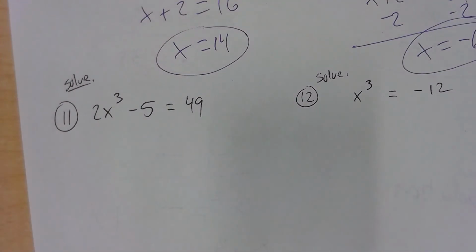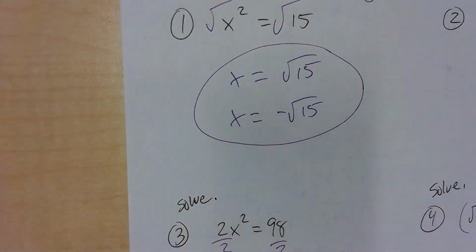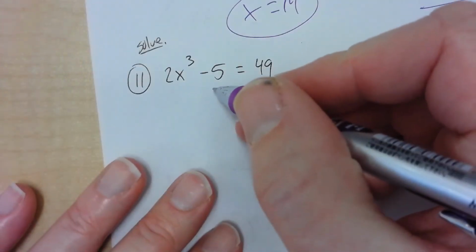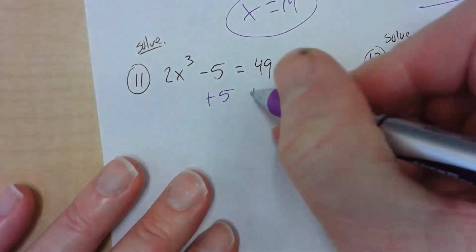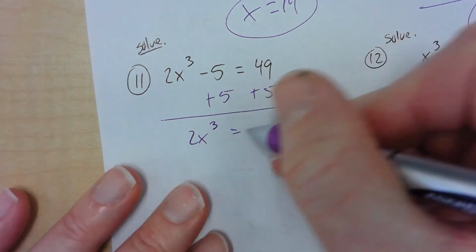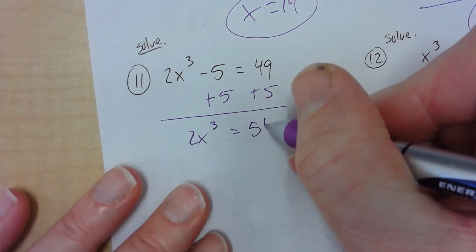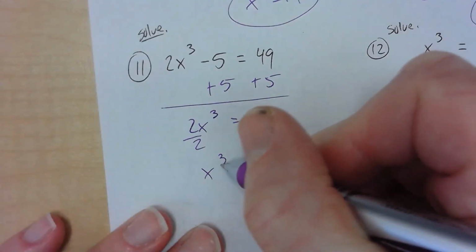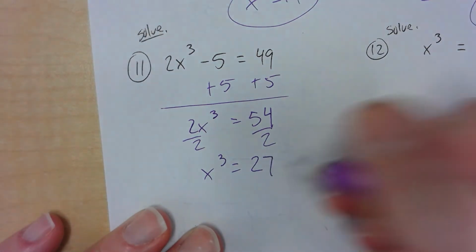All right, so I'm going to end this with some cube problems. I put a couple of square problems on here, like number 1's a square problem, so is number 6. So we're going to do a couple of cube problems here. So basic algebra, add the 5. We get 2x, trying to isolate the cube. 54 divide by 2. X cubed is equal to 27.